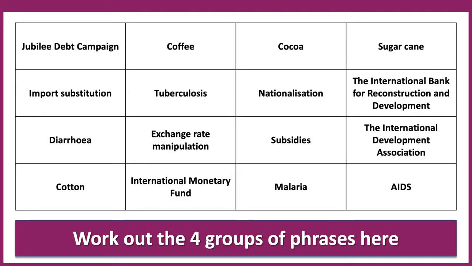I'm going to hand over now to Holly for the next exercise. Fantastic. Thank you very much. So what we've got to do here is work out the four groups of phrases here. So have a little bit of read of all the 16 things up on screen. Try and group them into four groups of four. And if you can figure out what fits in a group together, try and figure out the overarching title of the group.